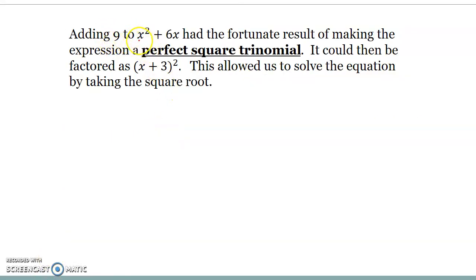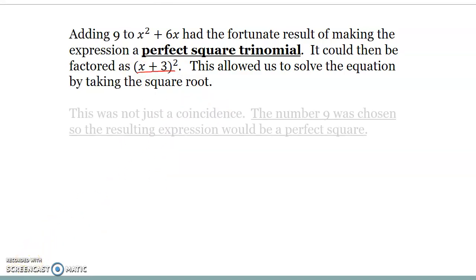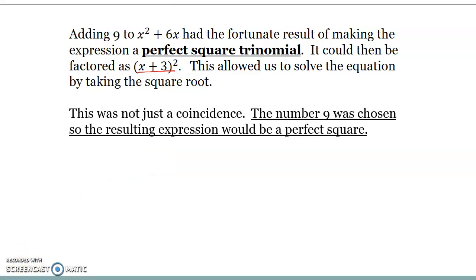So adding 9 to x squared plus 6x had the fortunate result of making the expression a perfect square trinomial, so that we could then factor it into x plus 3 squared. This allowed us to solve it by taking square roots. This is not just a coincidence. We had to use 9 in this example in order to make it a perfect square.